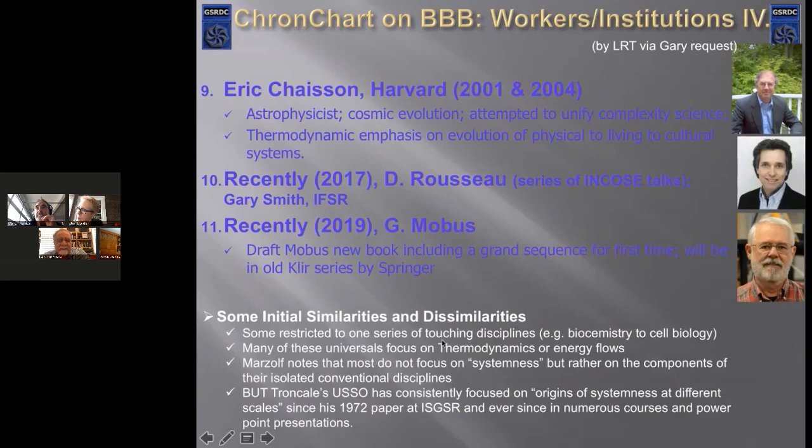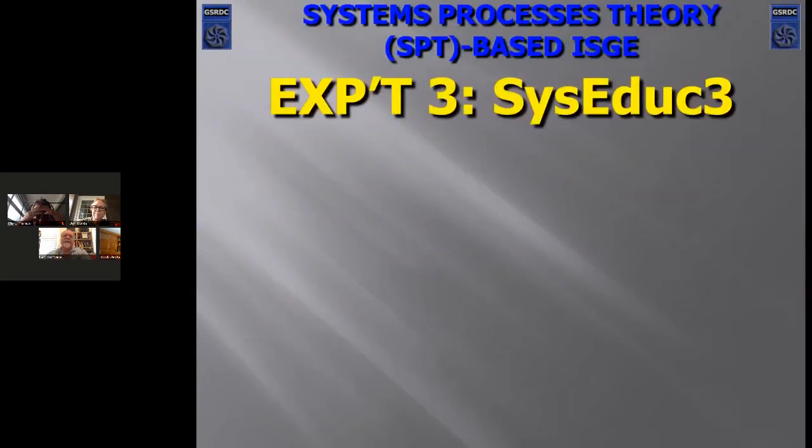A lot of the scientists restricted themselves to one series of touching disciplines. I say touching because they're interdisciplinary, like biochemistry or biochemistry to cell biology. The origins of life, in other words, is kind of interdisciplinary. But they don't go across the wide set of levels that we do. Many of these universals focus on thermodynamics or energy flows, which is kind of related to systemness. But Tom Marzolf in ISSS, who is a systems engineer, notes that most do not focus on systemness. It's not the origins of systems, it's the origins of specific systems from their isolated conventional discipline point of view. But my USSO has always looked at origin of systemness, and that's why I think they all should cite it. Okay, that's done now.